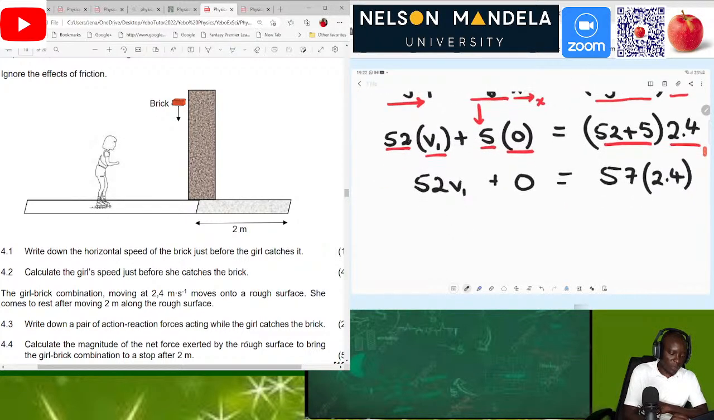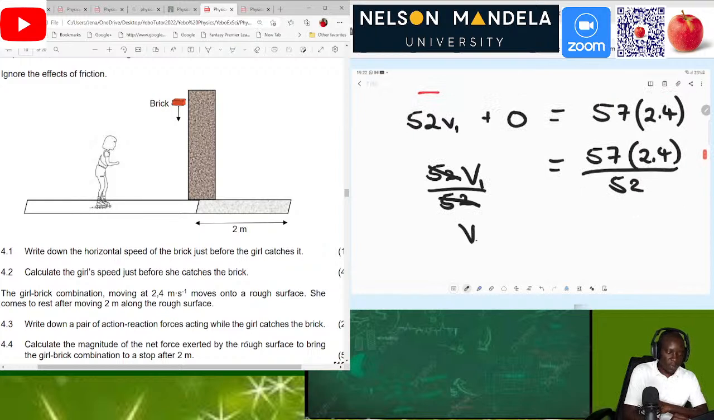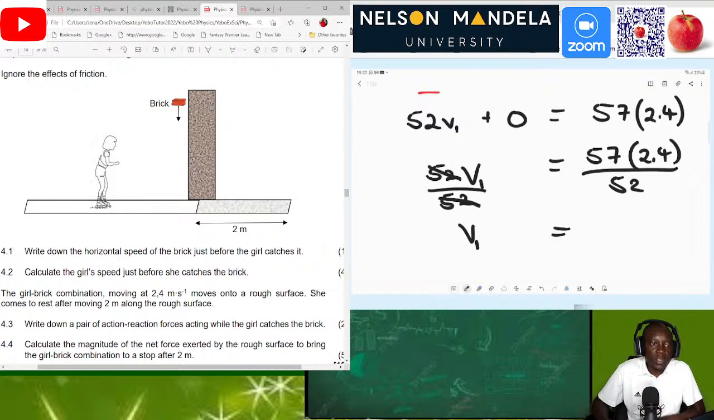And that means V1 will be equal to 57 multiplied by 2.4 divided by 52. We divide both sides by 52, right? 52 over 52 and over 52. That's how we eliminate 52 on the left hand side, resulting in V1 being equal to that part. Okay, so you can calculate, do the calculation, tell us what you get for that calculation.